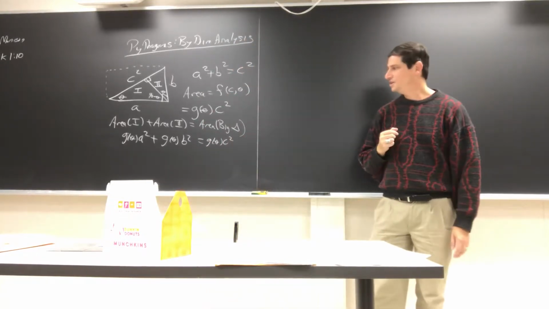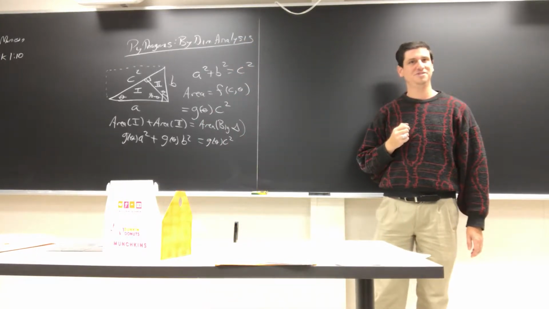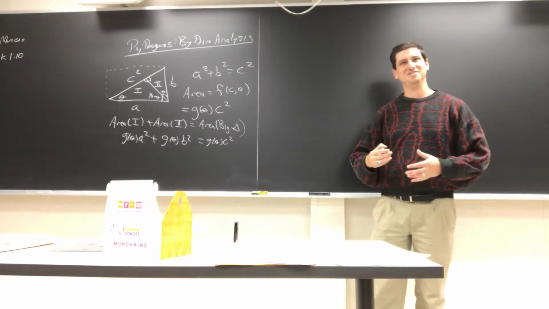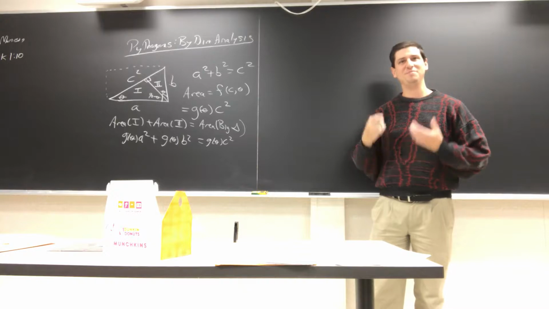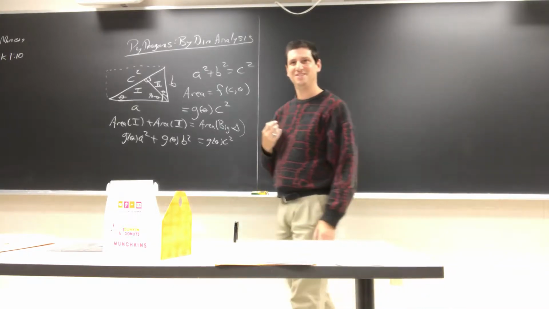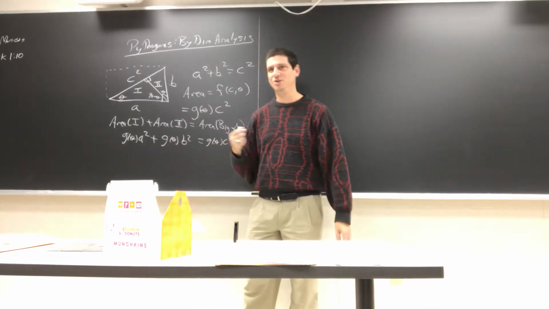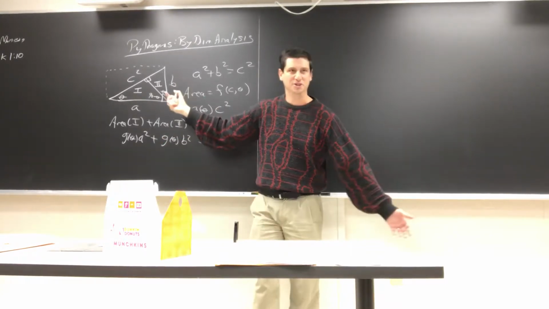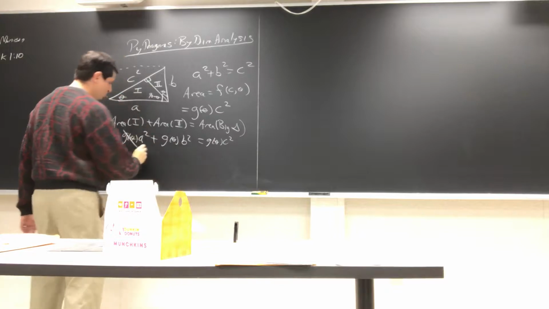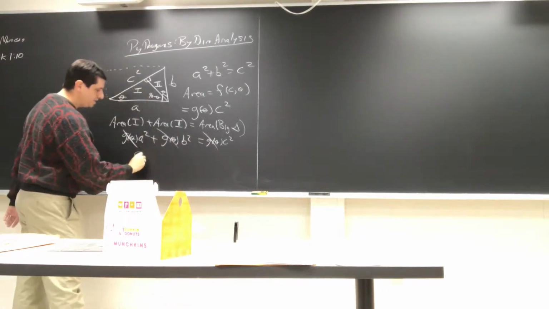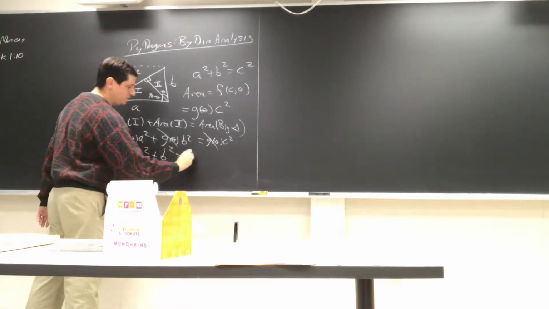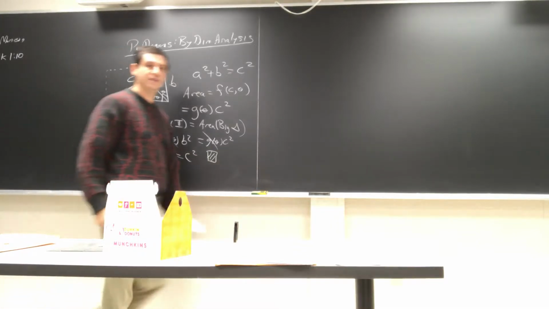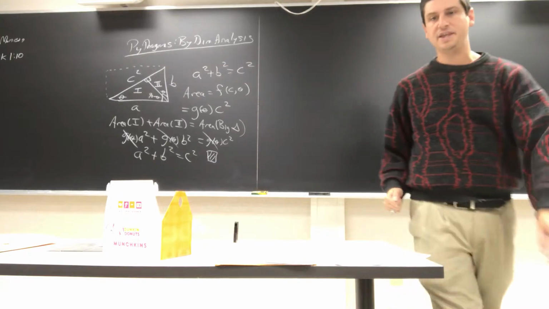G of theta is just a number, right? We just divide through. But since we are in a math stat class, before we divide by a number, what do we do? We check and make sure it's not 0. Well, if g of theta was 0, then that would mean the area would be 0. That's absurd. So now we can divide by g of theta, and we get a squared plus b squared is c squared. So this is a dimensional analysis proof that gives you some idea of why Pythagoras is working.